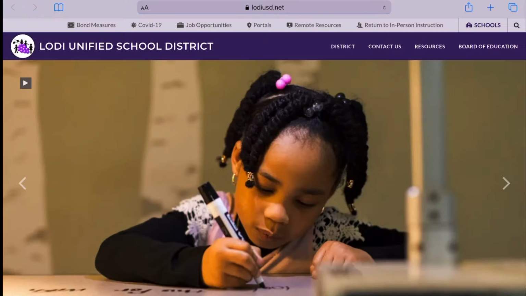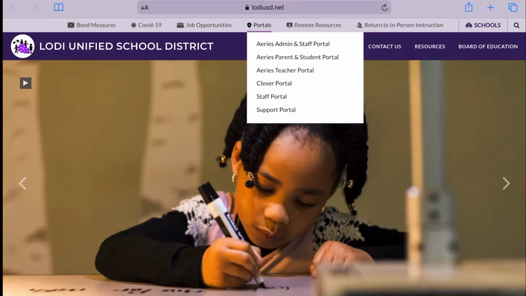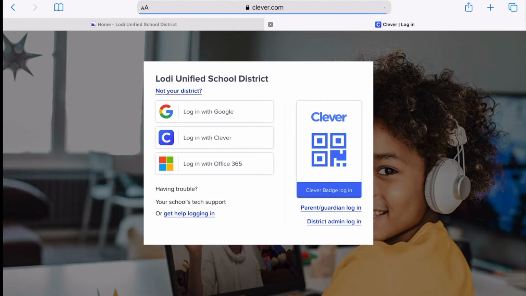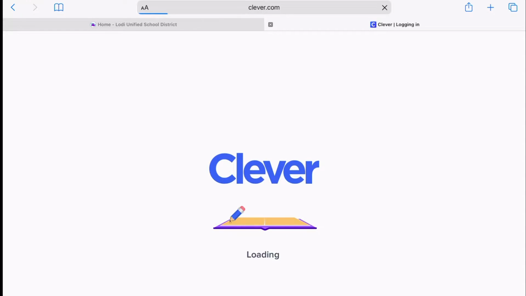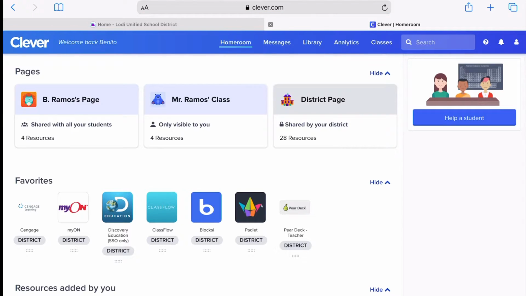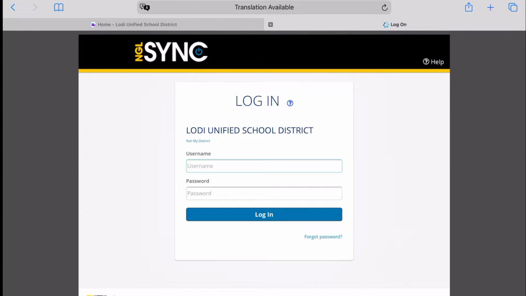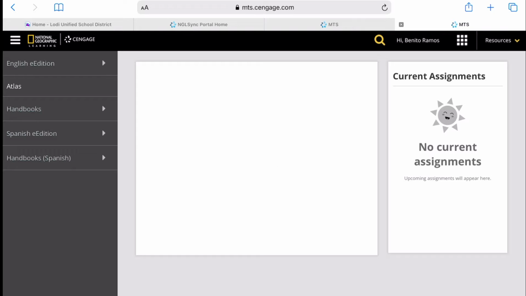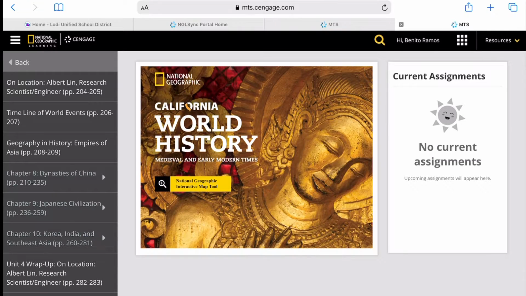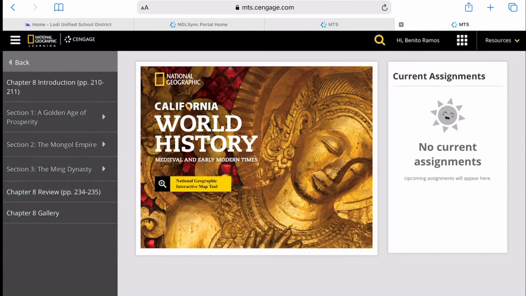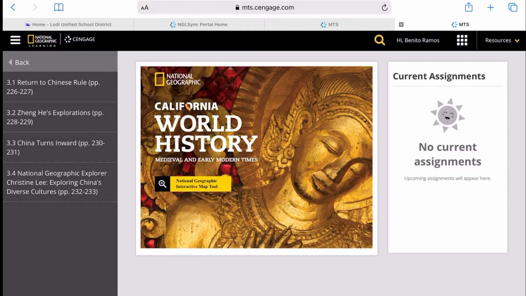Here we go. Have your textbooks ready or go to Lodi Unified School District website, and from there, Clever, Cengage Learning. Using your student account and password, you will see the National Geographic Learning Resource. From the left side, it's Unit 4, Chapter 8, Section 3. We are learning Lesson 2 today under Section 3, specifically on pages 228 to 229.